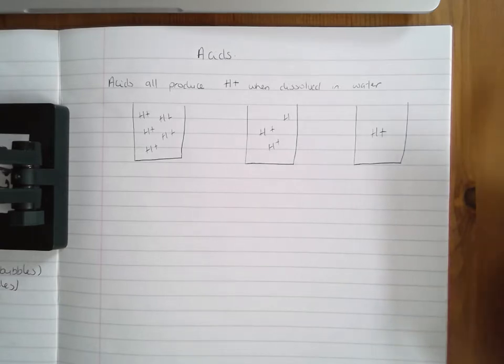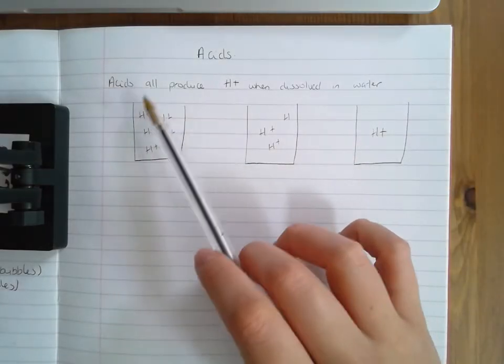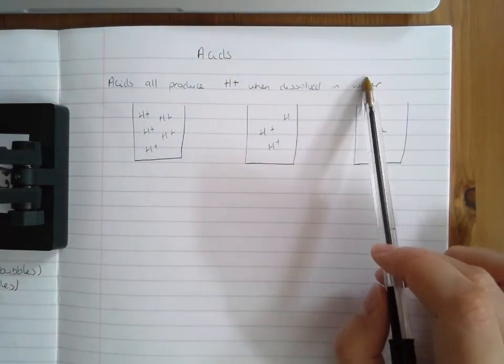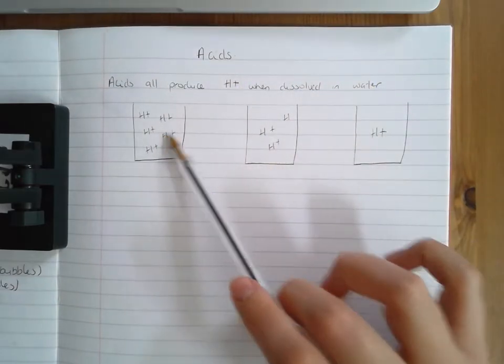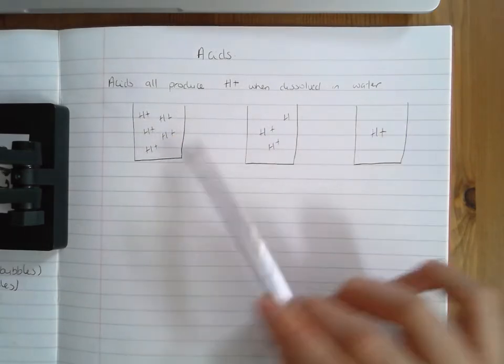So in this video we are going to revise acids, which is CC8. Hopefully everyone is familiar with this by now. Acids all produce H+ ions when they are dissolved in water. Okay, so I've got an example here of 3 acids. I know they're acids because they're all giving me H+ ions.